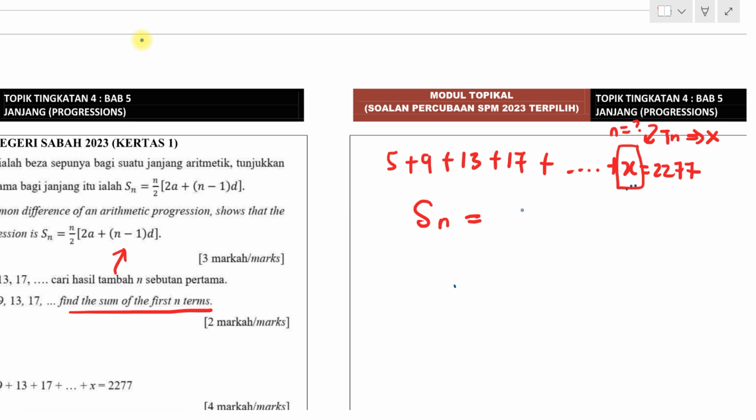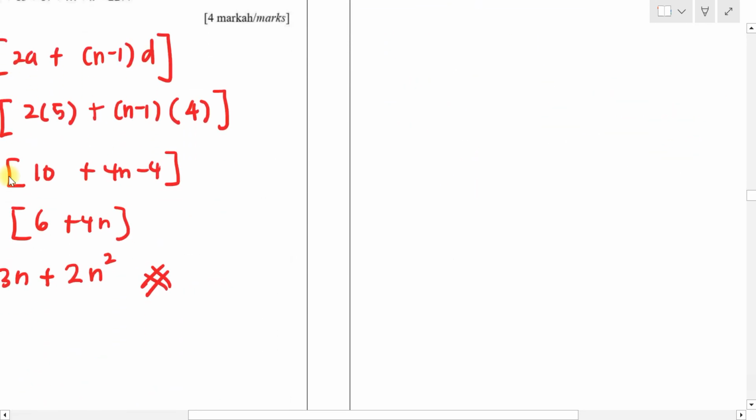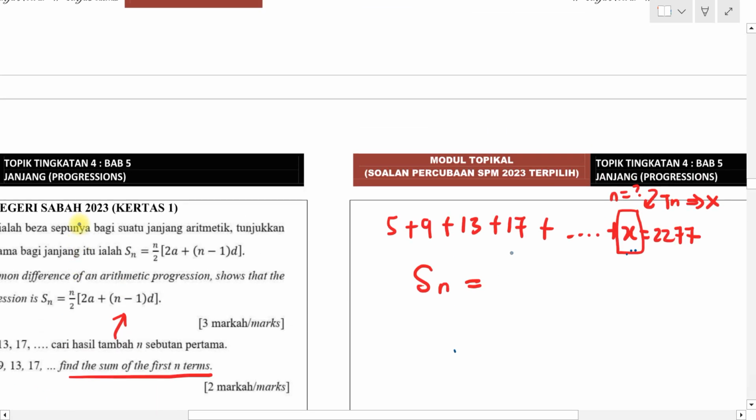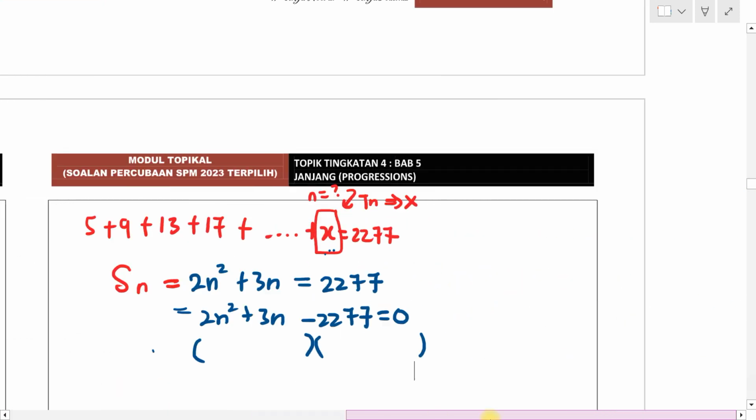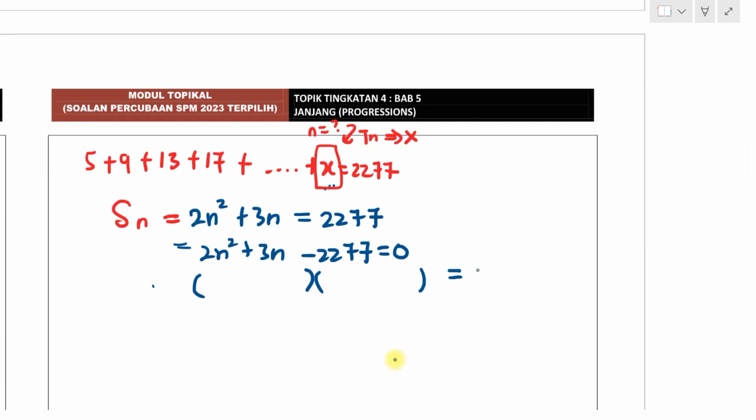Okay? So, Sn is what? Just now 3n plus 2n square. Or I can write it 2n square plus 3n. Okay. Which is equal to 2277 now. Okay, try to solve this. It is a quadratic, correct? Alright. So we solve this. Your n cannot be negative, because n now is the number of terms.